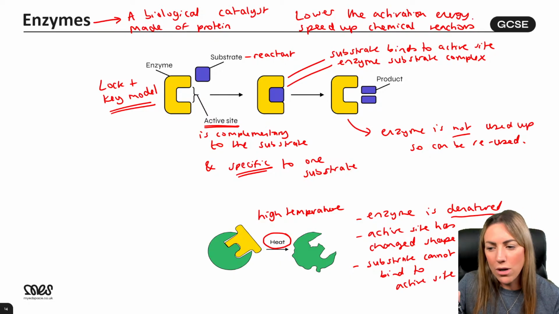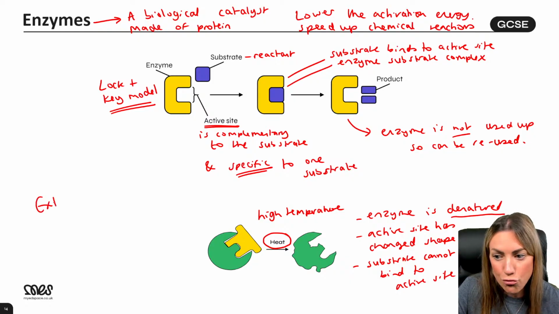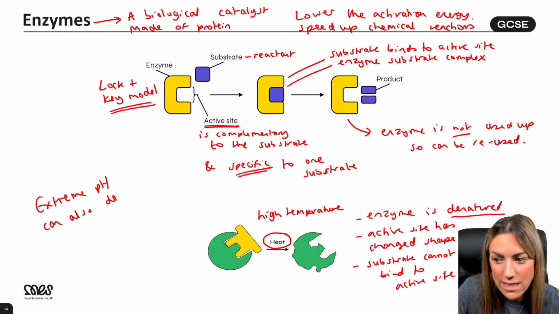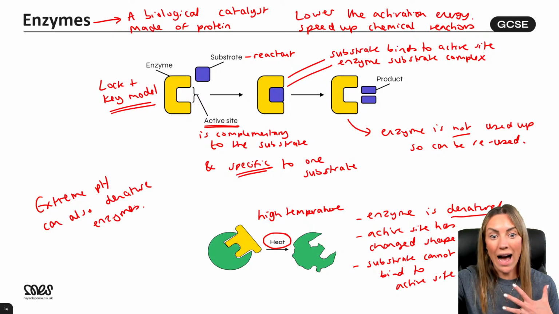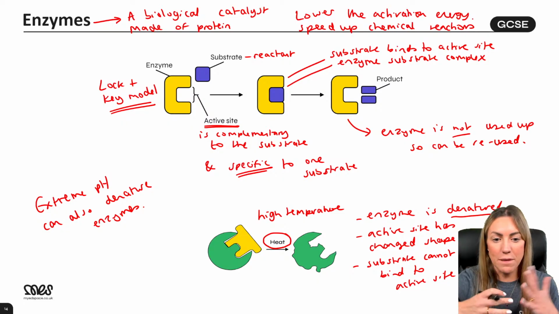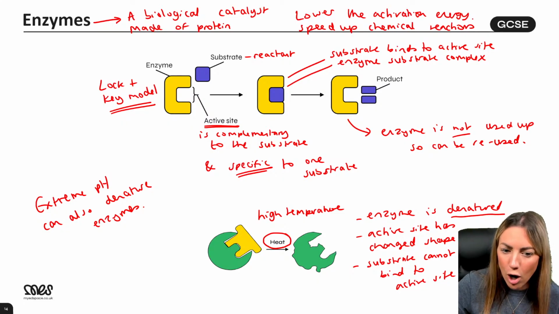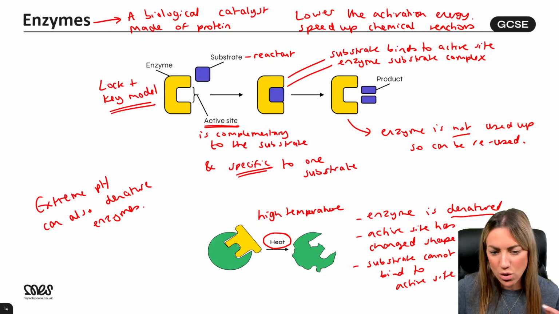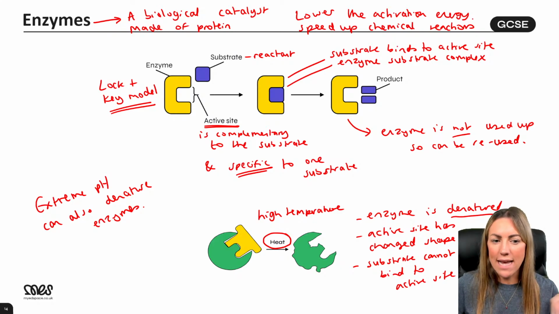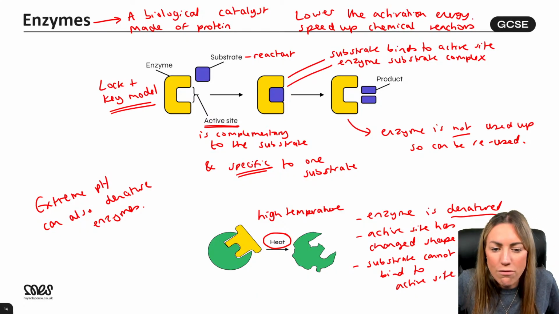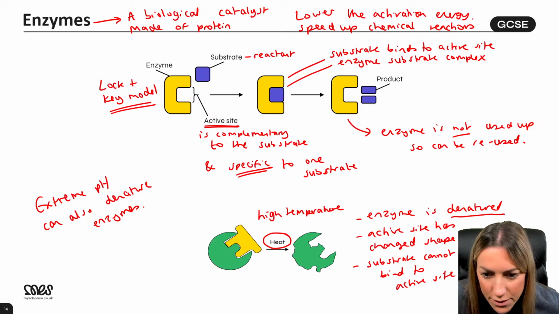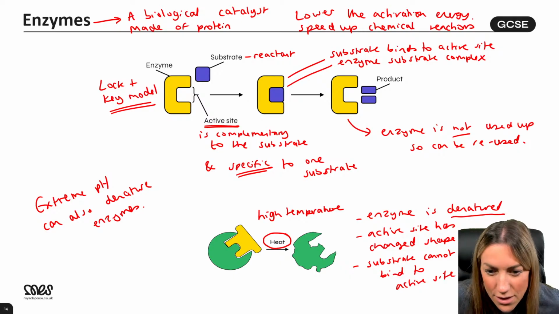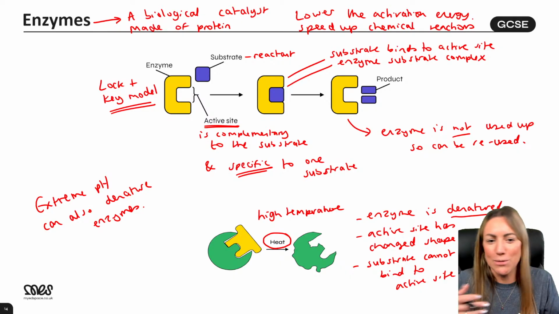Excellent. Now, remember as well, extreme pH can also denature enzymes. So if the pH is too high, way above optimum, or if the pH is too low, way below optimum, that can denature enzymes as well. You say exactly the same thing. The enzyme is denatured, the active site changes shape, the substrate cannot bind to the active site, so the reaction will stop. The enzyme cannot work. You can say the active site binds to the substrate or the substrate binds to the active site.